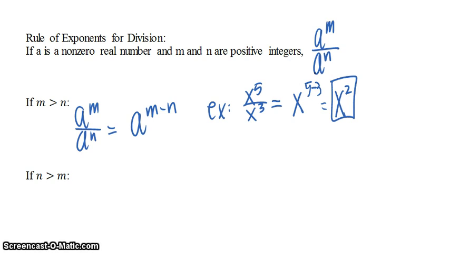Now another way to think about this, I could write this same problem as x times x times x times x times x, right? That's the same as x to the fifth. And I can write that all over x times x times x, which is the same as x to the third. I'm going to use a different color, and I can cancel out these x's, and what am I left with? I'm left with x squared at the top. So it's the same thing. See? That's why I get the same thing. Same problem, showing you two different ways to think about it.